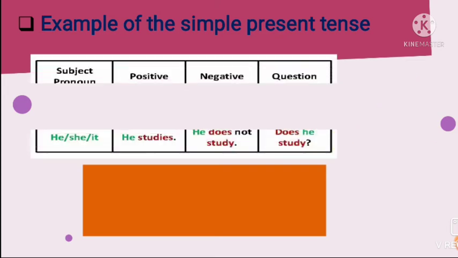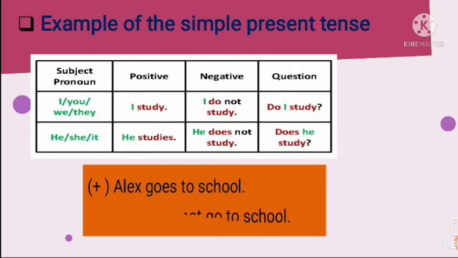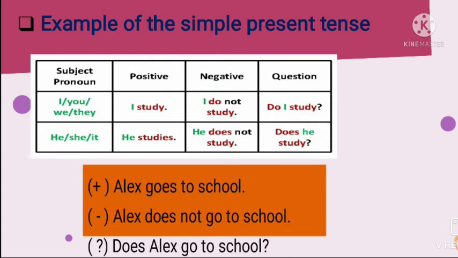Okay, let's practice, guys. This is the example of positive, negative, and the question. Alex goes to school for the positive. For the negative, Alex, he does not go to school. Alex is a boy. And for the interrogative, does Alex go to school?